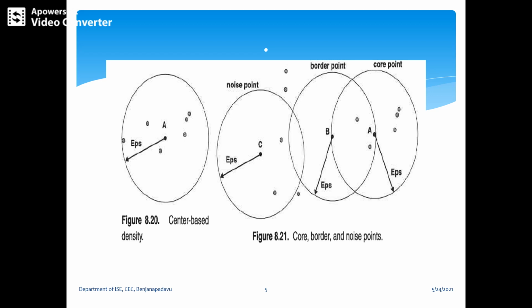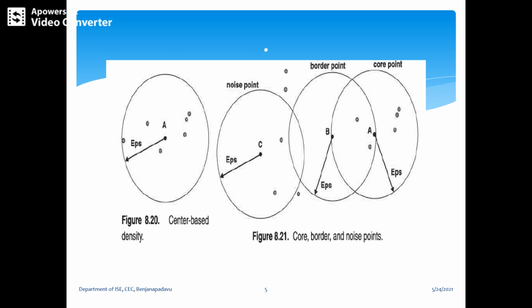A border point is not a core point but falls within the neighborhood of a core point. In the figure, the point B is the border point. We can call it the border point of this entire core. A border point can fall within the neighborhood of several core points.